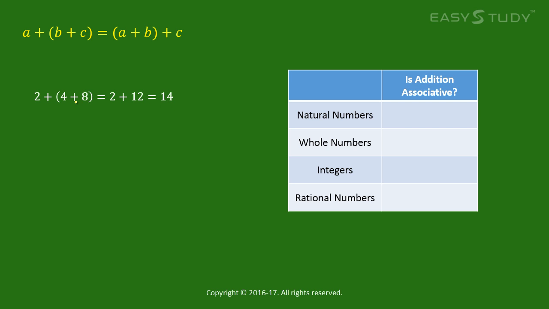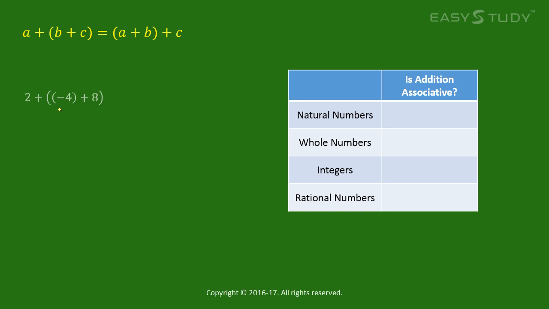Now let's group the numbers in a different manner. (2 + 4) + 8. Here we grouped 4 and 8 in the earlier case, and here we are grouping 2 and 4. If you simplify this, that will also give you the result 14. How you group the numbers is not changing your answer.